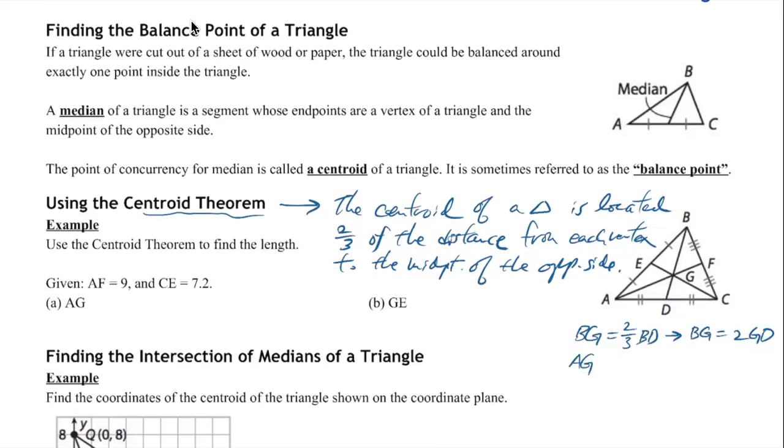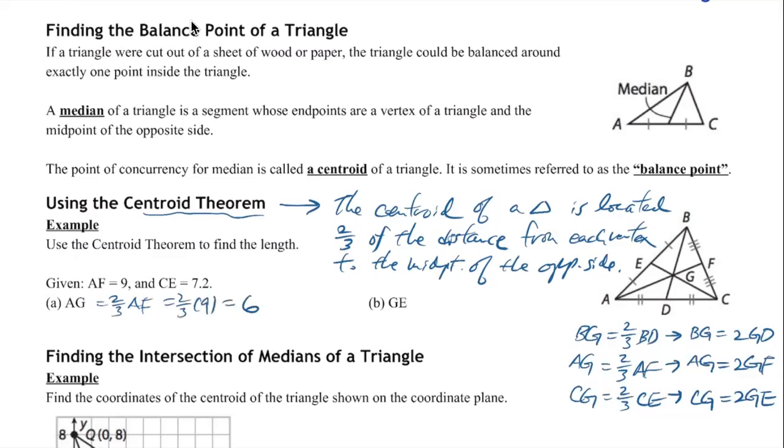Let's see. AG in this case is 2/3 of AF, which means that AG is twice the GF. And also we have CG is equal to 2/3 of CE. That also implies that CG is twice the GE. Okay, guys? All right. Knowing that, what is my AG? We know that AG is what, guys? 2/3 of AF, right? But what is AF? AF is 9, so that makes it 6.